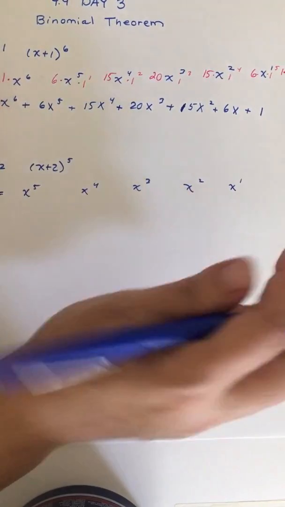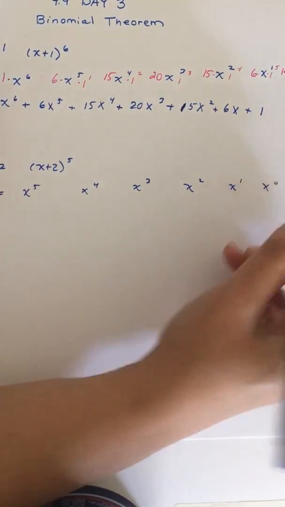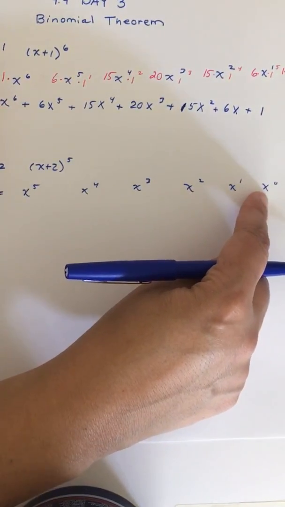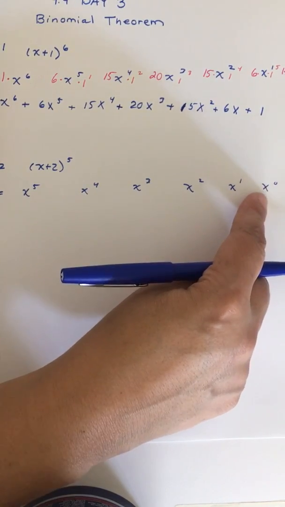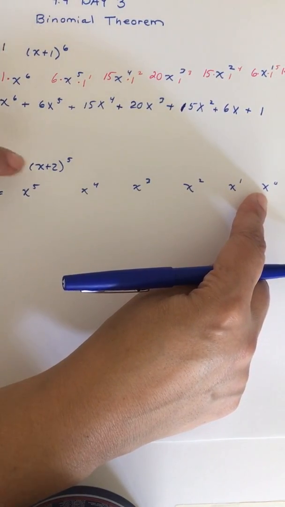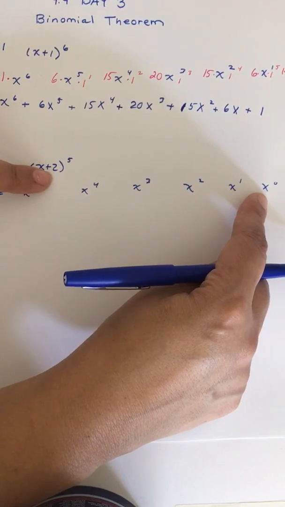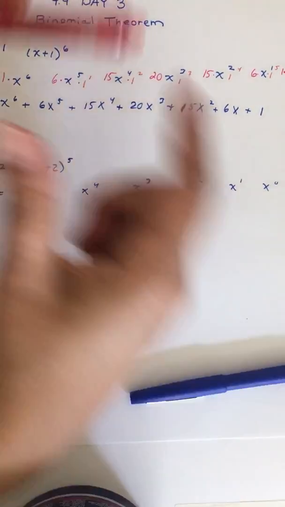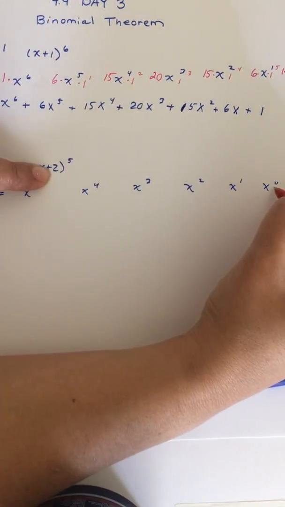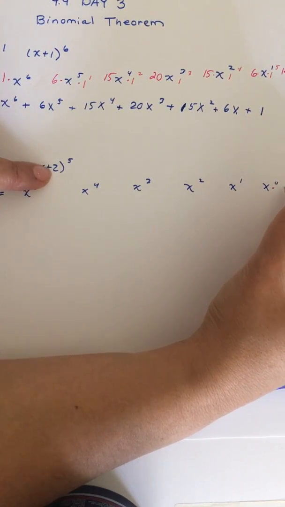But we don't have to write x to the 0. Technically there is, after 1, it's x to the 0, but it's not necessary to write it. Then I take the other number in the parentheses, which is a 2, and starting from the back now, I'm going to multiply by 2.